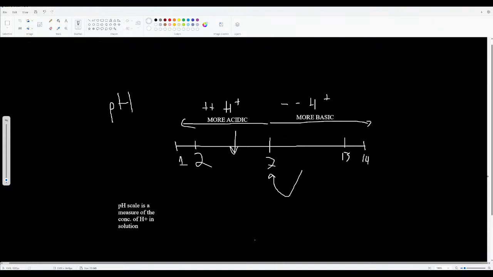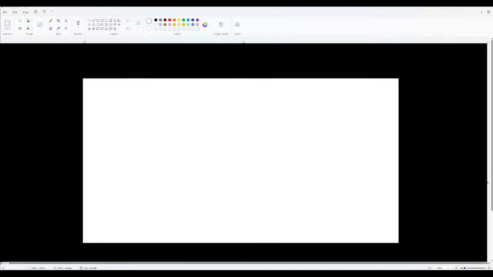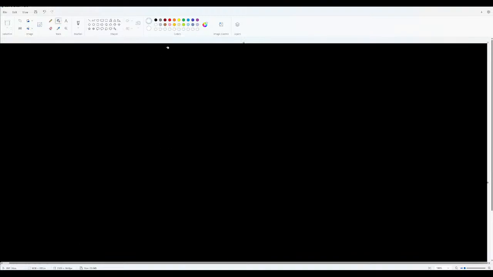So that's just the basics of the pH scale, which a lot of people, and myself included, when I first understood pH, is quite confusing. So please, what I just discussed, please just worry yourself about that.